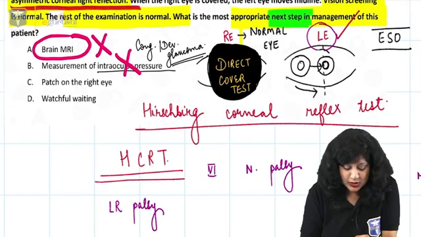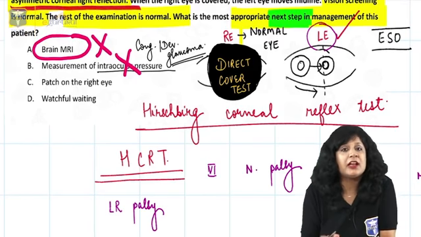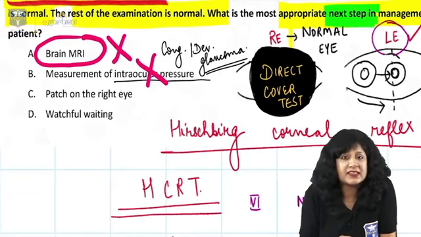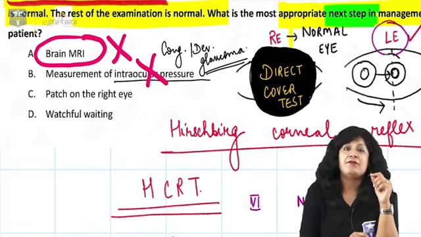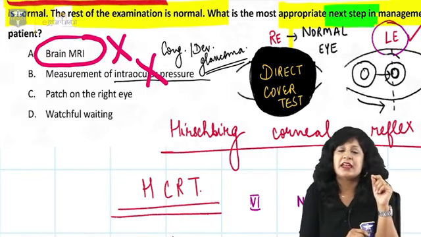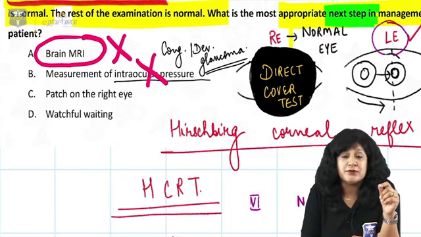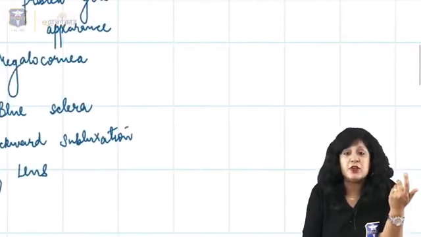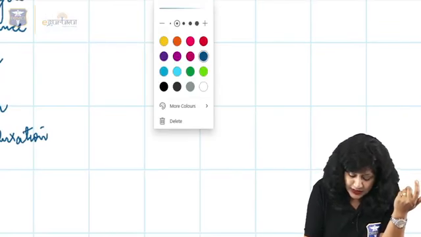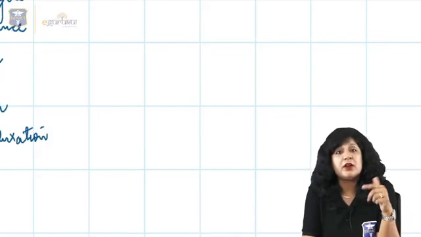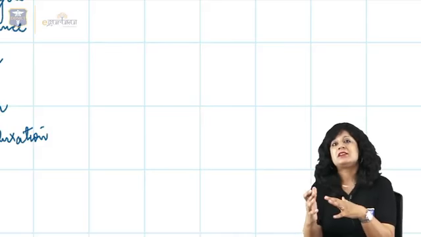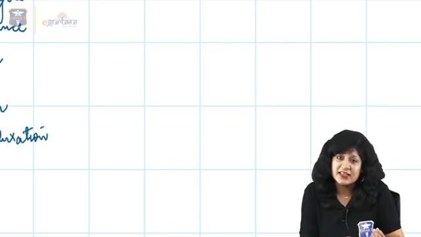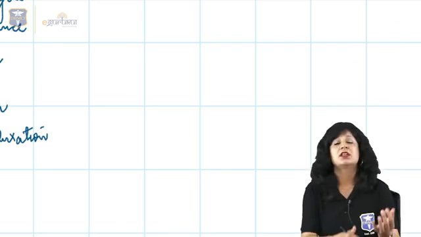Now coming to option C, patch on the right eye. I'll come back to this. First, see option D, watchful waiting. Will you wait? When you have a convergent squint at the time of birth, or in the early years of life, what are the things you are going to think of? I can think of lateral rectus palsy. But I am not thinking about that, because if it is a paralytic variety, it should present with other signs and symptoms of raised ICT, proptosis, chemosis, cavernous sinus thrombosis.